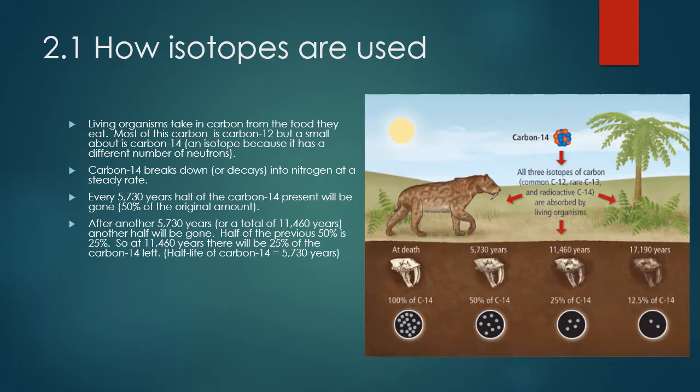After another 5,730 years, or a total of 11,460 years, another half of the carbon that was present will be gone. So at 5,730 years, there was 50% of the original amount of carbon. Now in another 5,000 plus years, half of this 50% will be gone. Half of 50% is 25%. So at 11,460 years from the death of that organism, there will be 25% of the carbon-14 left.